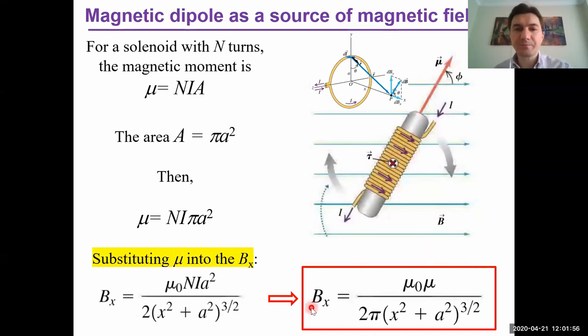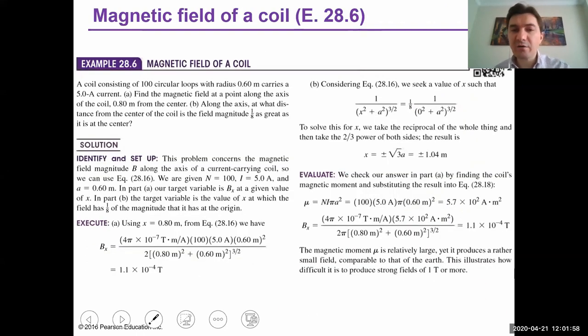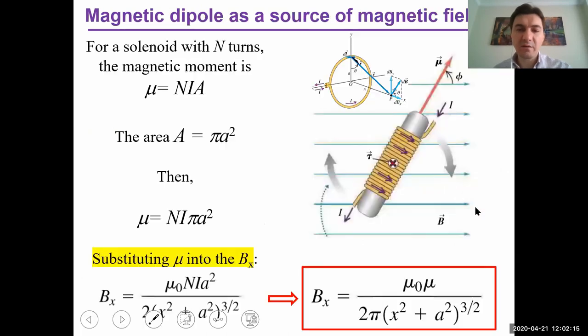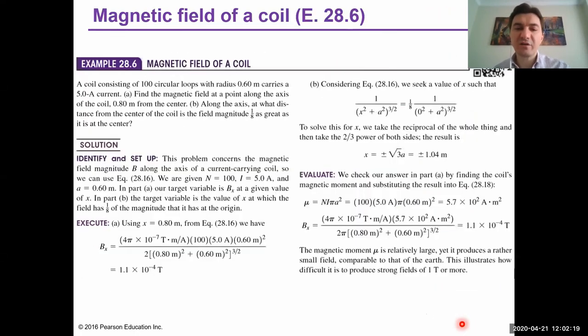You can calculate the magnetic field in that question by using that formula, or you can calculate the magnetic field by using that formula. Okay, if you calculate mu, the magnetic moment of that coil, N i pi A squared, N is given, 100 circular loops, and radius is given, current is given, put them here, then you can calculate the magnetic moment. And by using that formula, mu zero times mu over that expression, you can calculate the magnetic field. You will get the same result, 1.1 times 10 to minus 4 Tesla.